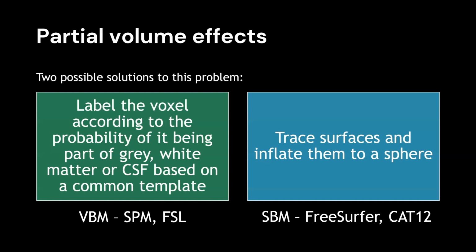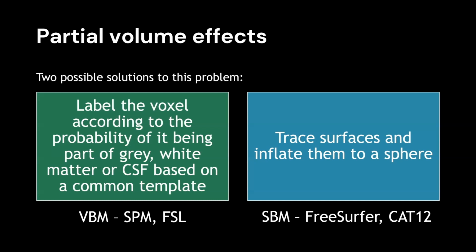In volume-based morphometry, which is what, for example, SPM or FSL do, basically there is a probability map, and they normalize the native space into that probability map, and they extract the number of voxels and the probability of each voxel being part of the different tissues. Surface-based morphometry is what FreeSurfer and CAT12 do. They trace the surfaces, and I'm going to show you an illustration of how that works. They trace the surfaces and then inflate the brain into spheres, and then they measure the distances and the areas. That's how they obtain the metrics.